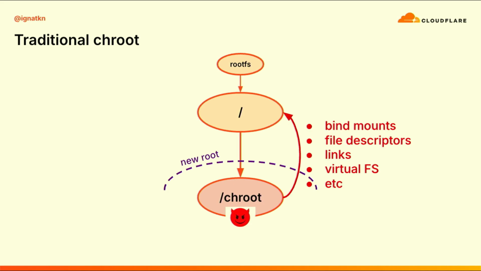For example, if you have bind mounts, or you forget about file descriptors, or virtual file systems like procfs, and so on. There are many ways a chrooted application can still potentially influence the root file system.